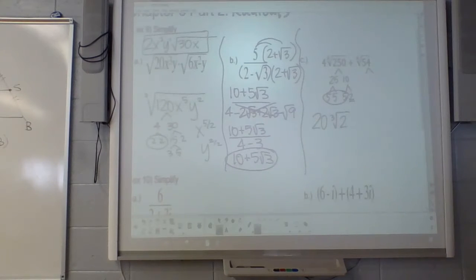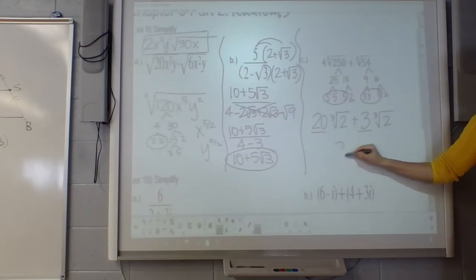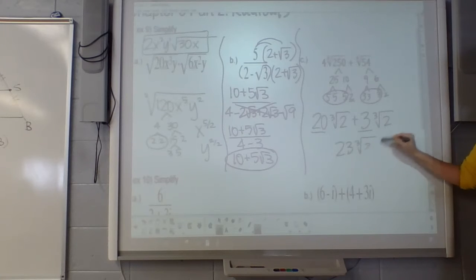Now 54 is 9 and 6, I believe. And then again, I get a group of 3s, but there's nothing on the outside this time, so I'm just going to write plus 3, and then the 2 is left in. Now the radicals are alike, so now we can put them together. So now we just add their coefficients. So that would be our final version of that.